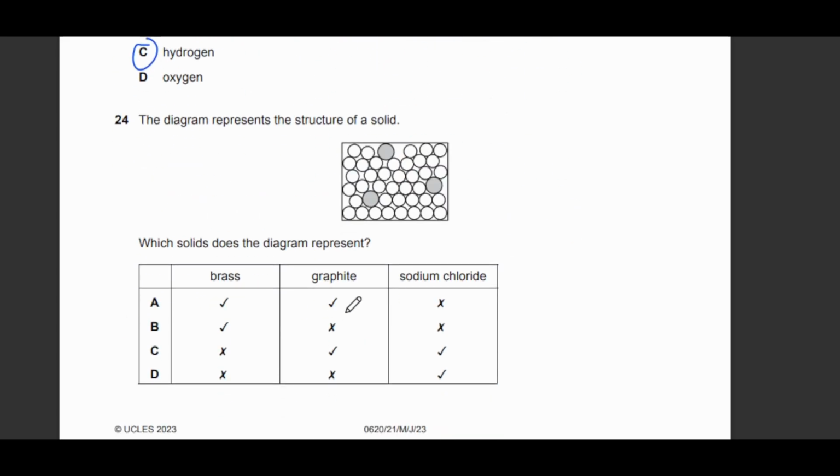24. The diagram represents the structure of a solid. Which solid does the diagram represent? So, if you look at it, there are different sizes, right? There's one that's gray and there's one that's white. And there are two different sizes which represent different elements. So is it brass? It could be brass because brass is a mixture of two elements, correct? So therefore C and D is wrong because brass could be an option. Is it graphite? No. Graphite is entirely made up of carbon, so it cannot be graphite. Okay, so A is wrong, so therefore you're only left with B. Okay.